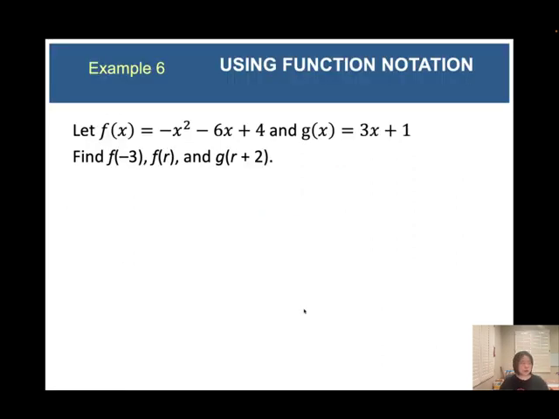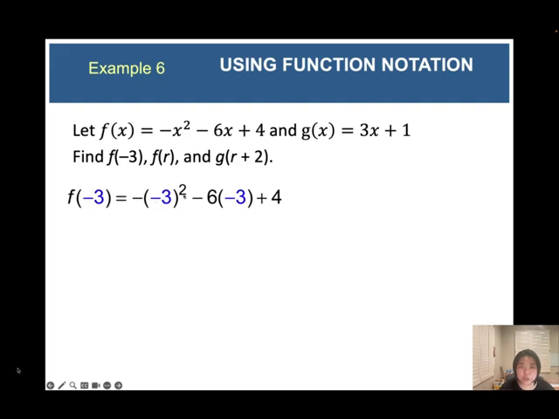Okay, let's try to do the example. We have two functions, f of x and g of x. And I want you guys to plug in x equal to -3 into the f and find out what you get. And also plug in x equal to r, and also for the g of x, plug in r plus 2 here. Let me show you guys the first one, f of -3. So I plug in x equal to -3. Make sure you put the parentheses because you do have the negative number. Okay, we're going to take care of it one by one.